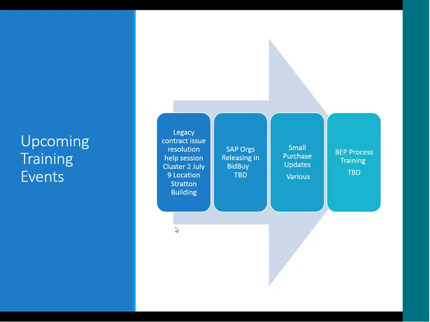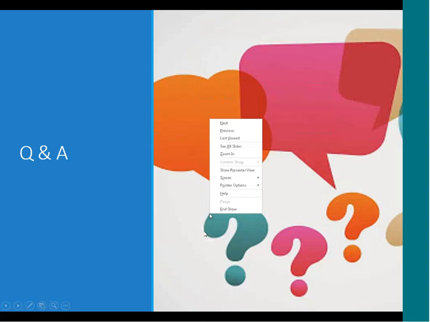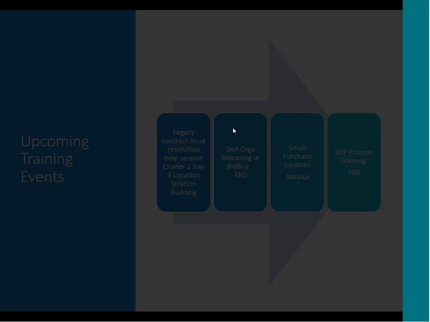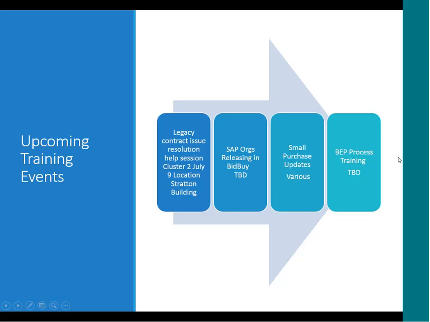Other training that we have upcoming, SAP Orgs releasing in BidBuy. That session should be scheduled within the next couple of weeks. Small purchase updates, those are ongoing throughout the month of July, and you should already have an invite for that. And then the BEP process training is to be scheduled. So we expect to schedule that as quickly as we can. So those are the training activities that are upcoming, and we will send you invites as they become scheduled. The other thing that's not listed on here, let me go back, and should have been listed on here, is our August Train the Trainer program.